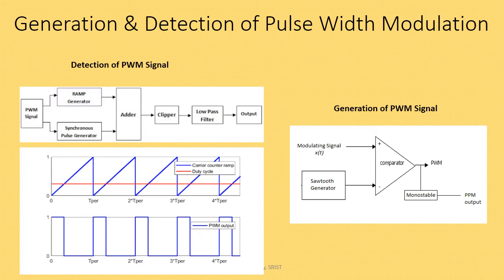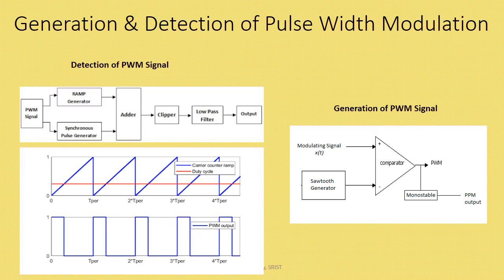And now the detection of PWM signal. The signal is applied to the pulse generator, which regenerates the PWM signal. Thus, some of the noise is removed and the pulses are squared up. The regenerated pulses are applied to a reference pulse generator or synchronous pulse generator. These pulses are synchronized to the PWM pulses but delayed by a fixed interval.